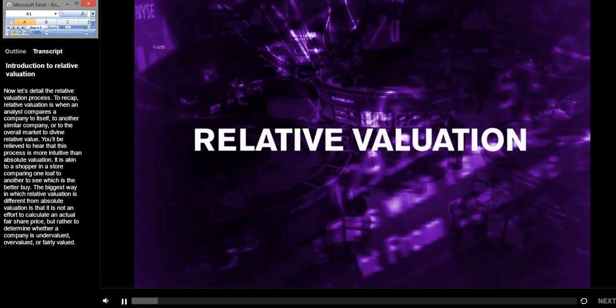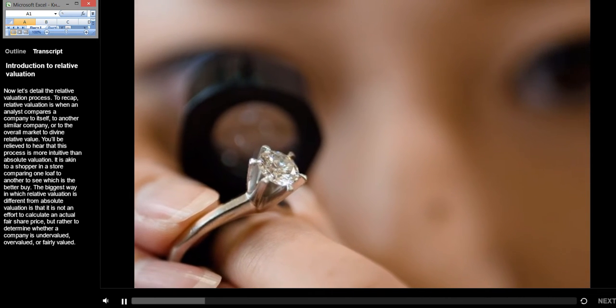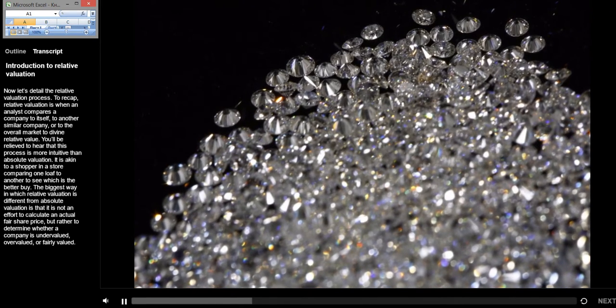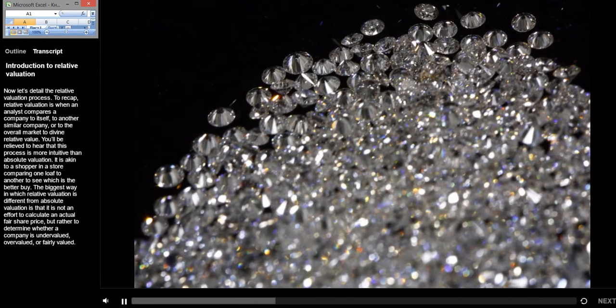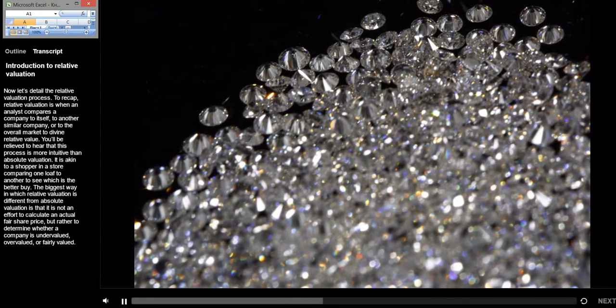Now let's detail the relative valuation process. To recap, relative valuation is when an analyst compares a company to itself, to another similar company, or to the overall market to divine relative value. You'll be relieved to hear that this process is more intuitive than absolute valuation.